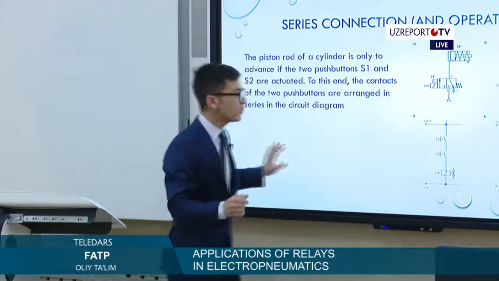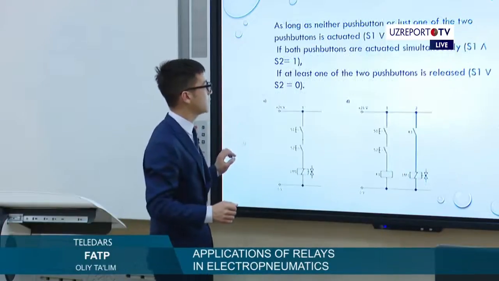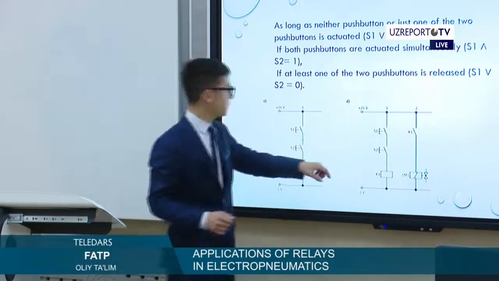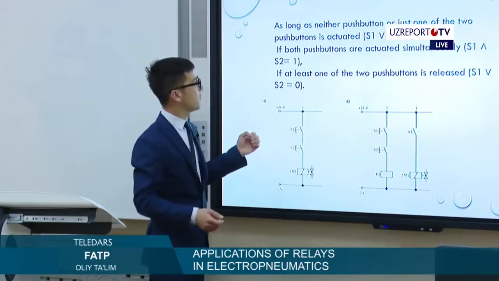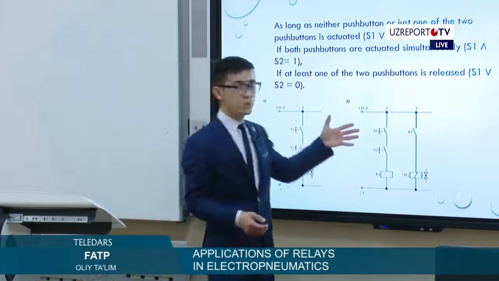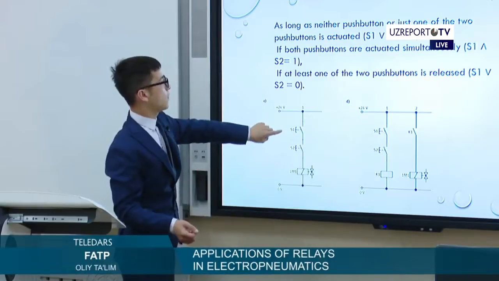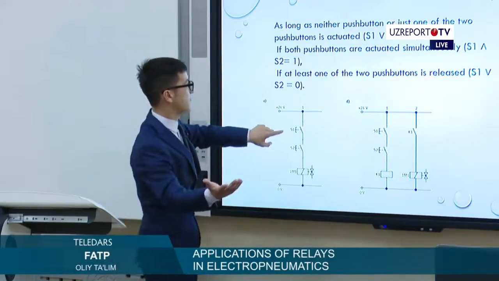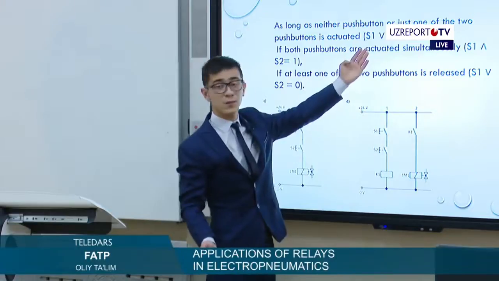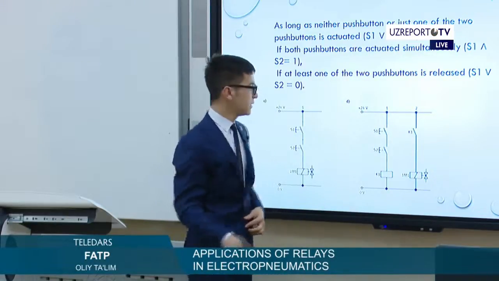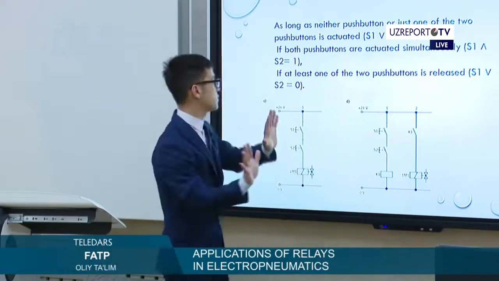And let's see it closer in our technology stream, how it works. Here we have C and D. One of them is a direct, and D1 is an indirect connection. Here, as long as neither push button, or just one of them, is activated, S1 and S2 is equal to 0. It means that we don't have any technology process.